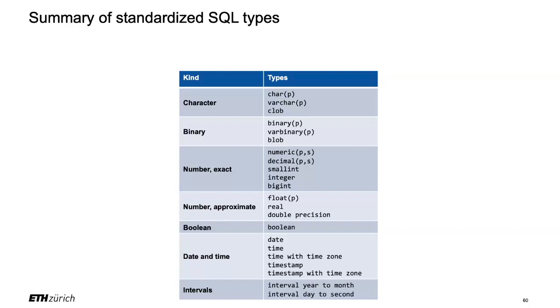Date and time. So you have date time, time with time zone, timestamp with time zone. These are maybe the most common ones. And intervals. And again, typically that's because of the wall that I told you. It's typically either year to month or day to seconds. Try to avoid intervals that cross that wall. It's at your own risk.